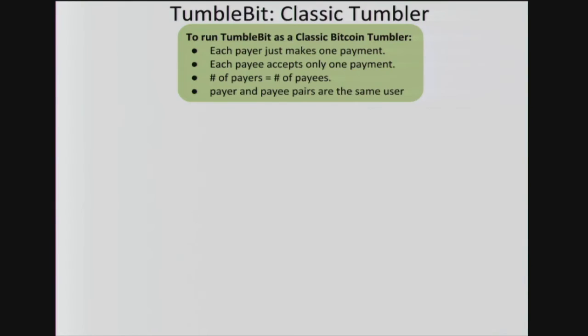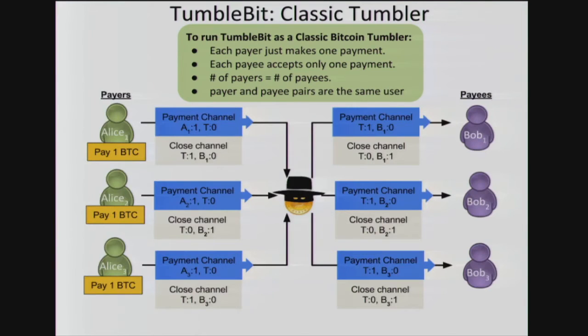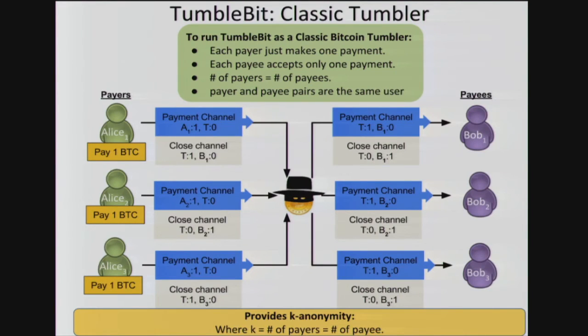And to run TumbleBit as a classic Tumbler, you would basically open a payment channel with the value of 1 Bitcoin that can only be used for one payment. And in this case, we'd have an equal number of payers and payees, which offers us a K-set anonymity, where K is the number of payers and payees.